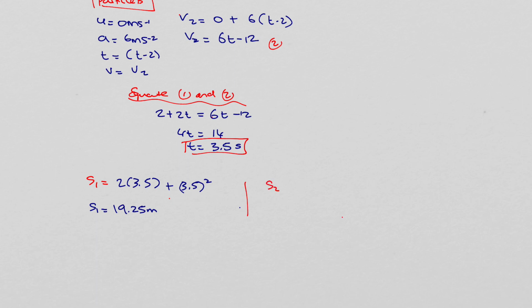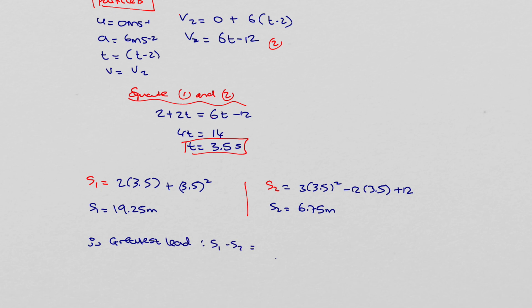And S2 then has travelled 3 by 3.5 minus 2 squared, which is 3 times 1.5 squared, so 3 by 3.5 squared minus 12 times 3.5 plus 12. So therefore S2 has travelled a distance of 6.75 metres when their velocities are the same. So therefore we say the greatest lead must be the gap between those two when the velocities are the same, which is 19.25 minus 6.75 metres. So therefore the greatest lead between the two cars is 12.5 metres.